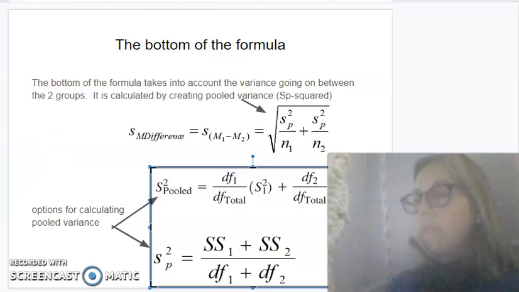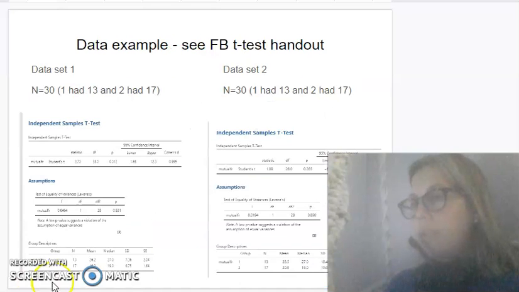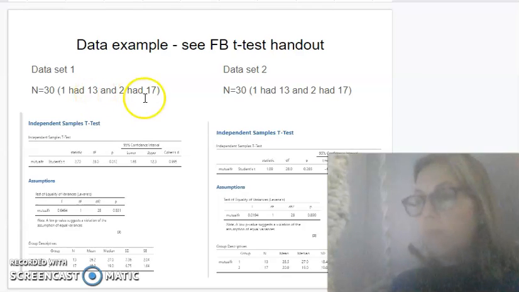Your df1 and df2, I'm going to go back to our data. Your degrees of freedom 1 and degrees of freedom 2 is your number minus 1. So in group 1 I had 13. 13 minus 1 is 12. So that's my degrees of freedom group 1. Degrees of freedom group 2 is 17 minus 1, which is 16. Over df total. df total is going to be that 30 minus 2, which is 28, which is also 12 plus 16.